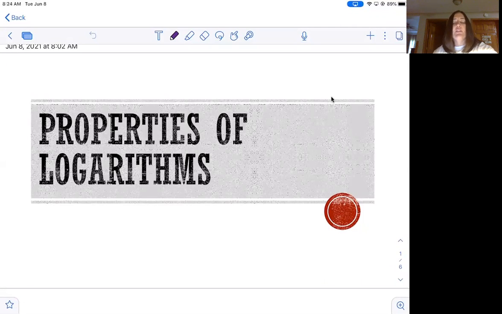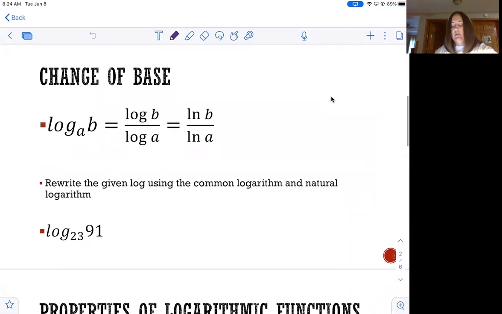Today's lesson, we're going to talk about the properties of logarithms. The first thing that we're going to talk about is what's called change of base. We know a logarithm has a base, and in this case, our base is a. So what if we want to change it? What if we want it to be log base 10 or the natural log?